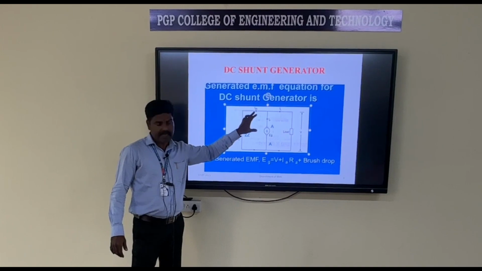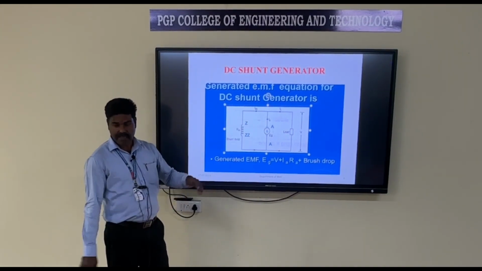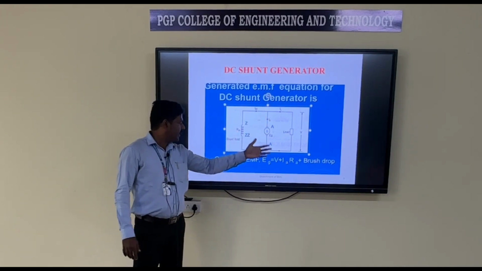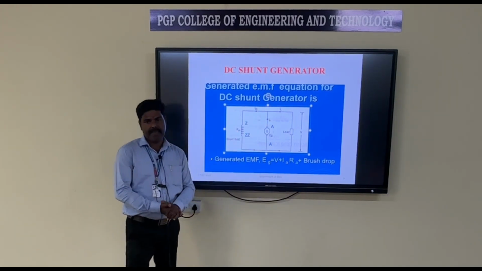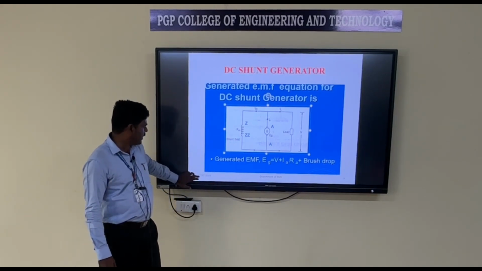Here the armature current equation IA is equal to IL plus ISH, we can get by applying Kirchhoff's current law at this node. By applying Kirchhoff's voltage law, we can get this equation EG equal to V plus IA into RA. This is about DC shunt generator.